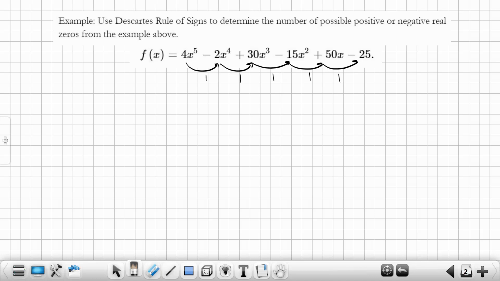Okay? From the previous term, yes. So I went positive, negative, positive, negative, positive, negative. I changed signs every time. So I put a little 1 every time I changed signs. So what this means, by Descartes' rule of signs, is I could have up to 5 positive real roots.